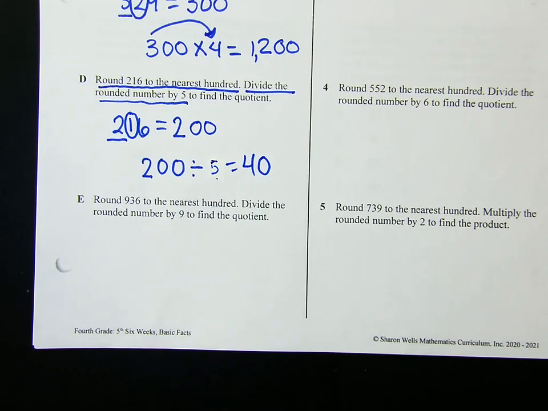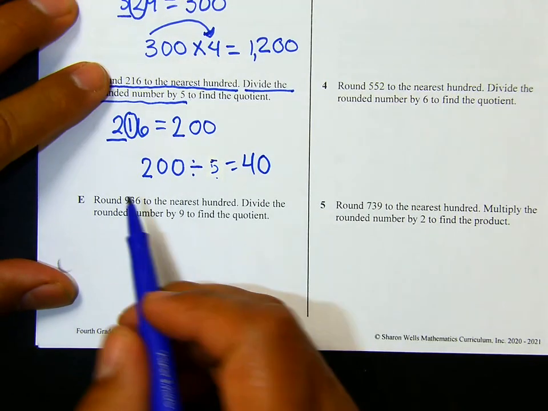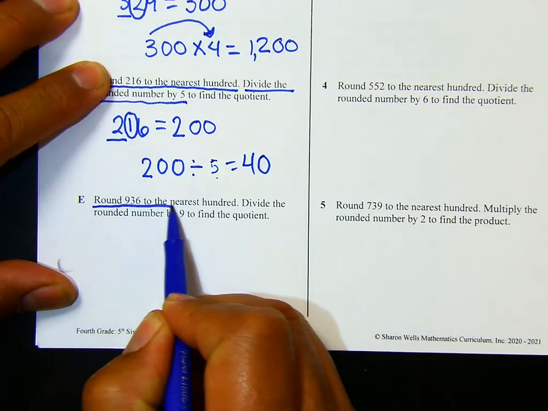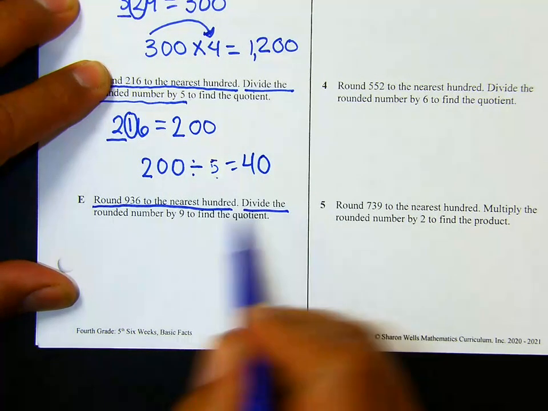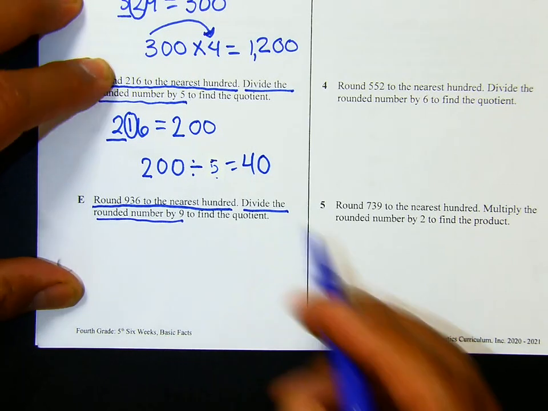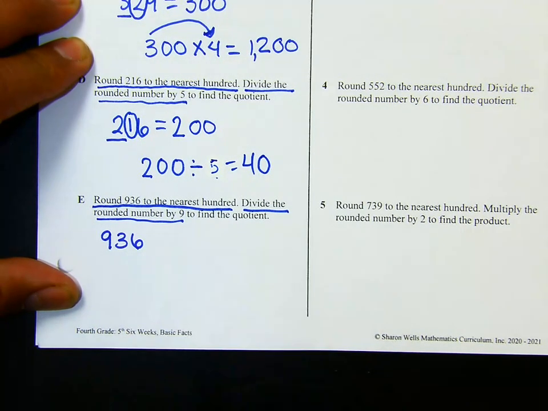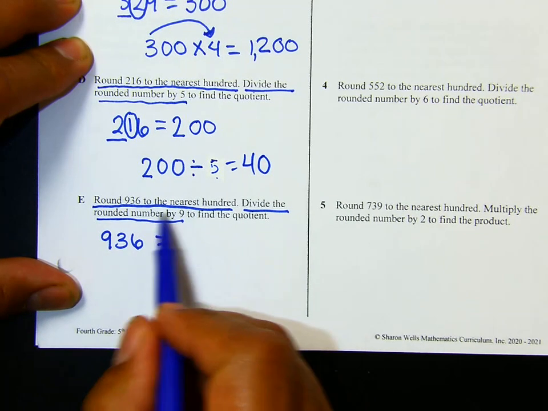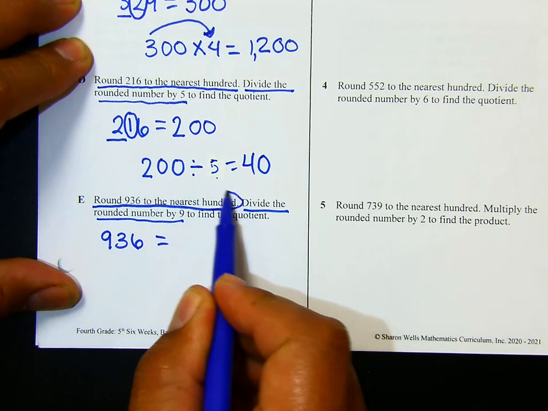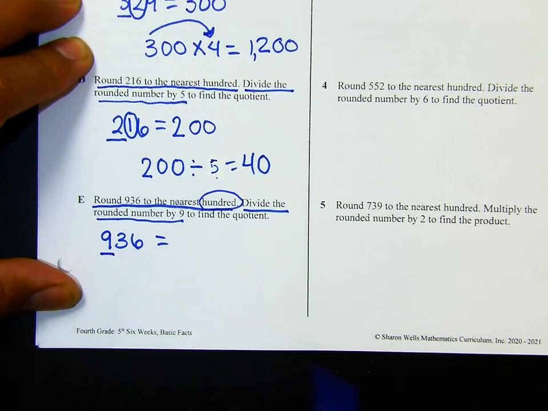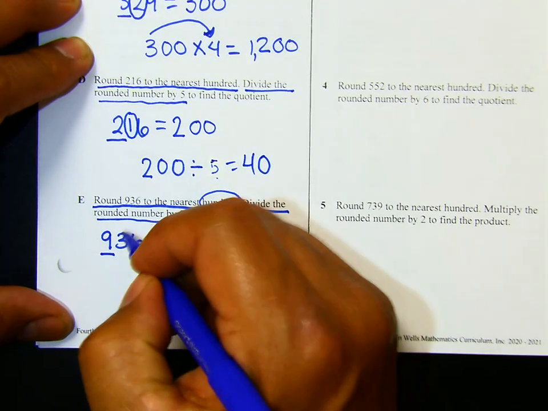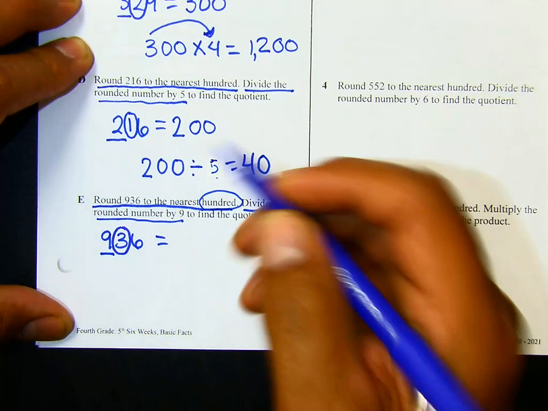E. Round 936 to the nearest 100. Divide the rounded number by 9 to find the quotient. So we're going to round 936 to the nearest 100. And then we're going to divide by 9 to find that quotient. So we have 936. Remember, I'm going to underline the place value that we're going to round to. We're going to round to the hundreds place. So I underline the hundreds place. And I'm going to circle the number right next to it.